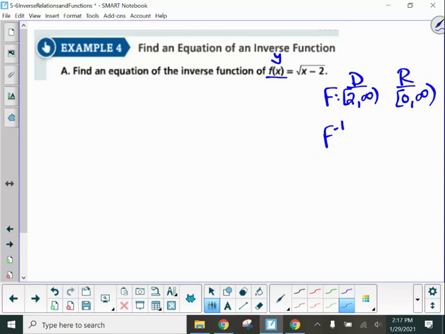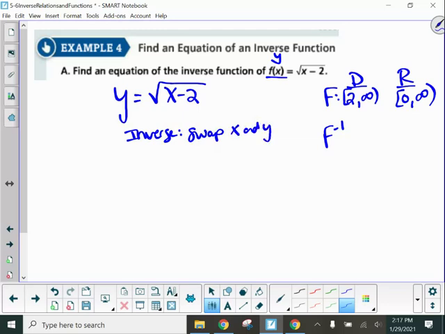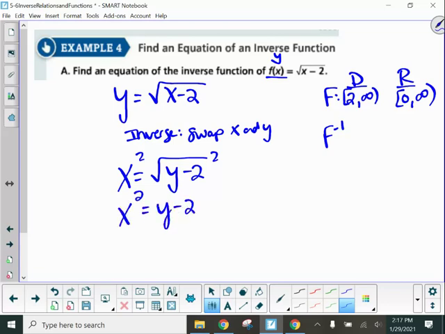So, change the f of x to a y. Then to do the inverse, we swap x and y. So I have x equals the square root of y minus 2. I'm going to have to solve this radical equation. So I'm going to square both sides and then add the 2. So I have x squared plus 2 is equal to y.